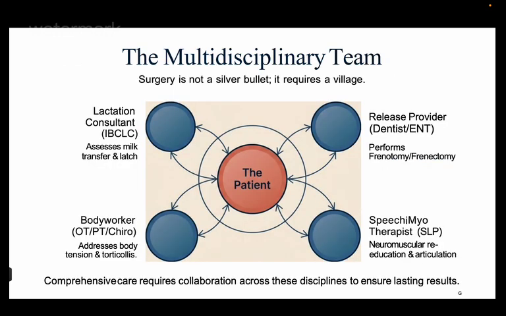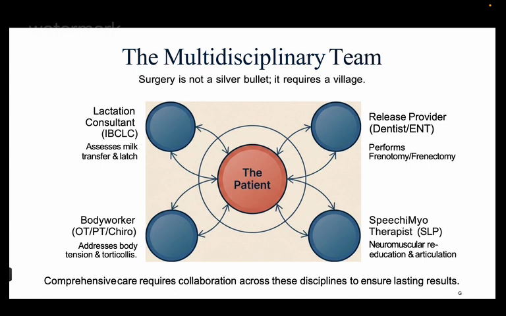So how do you go about treatment of this? Like I said, a multidisciplinary team. Surgery is not a silver bullet; it requires a village. It needs a team of people to treat the tongue tie. First it will start with the lactation consultant, who assesses the milk transfer and the latch. Next will be the release provider, a dentist or an ENT who performs the frenotomy or frenectomy on the kid.